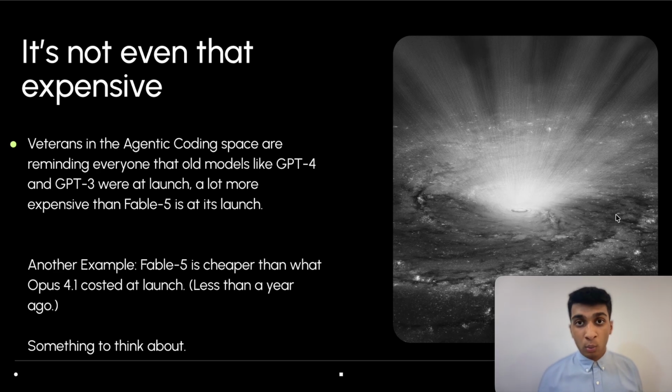Models like Opus 4.1, which is not too ancient. It's not a dinosaur model. It was released less than a year ago in August of 2025. And Fable 5 is cheaper than what Opus 4.1 cost at launch. And Fable 5 is in a completely different dimension. So in the grand scheme of things, you have so much economic leverage because of Fable 5 in all sorts of fields and dimensions that it really doesn't matter. And it's not even that expensive when you look at the models that have been released previously.